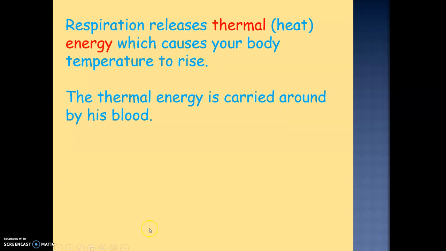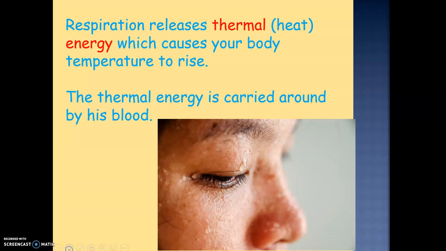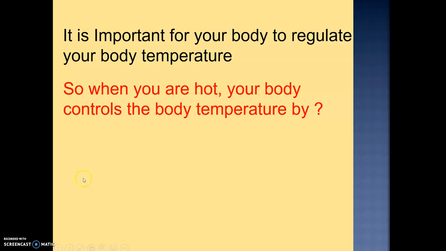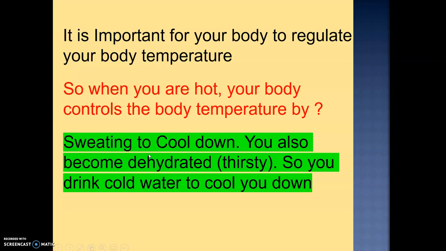Now, another thing you should know is that thermal energy is carried around your body by your blood. That is why you sweat and you feel really hot. Brilliant. Sweating is a way by which your body regulates your body temperature. The reason why you sweat is because your body tries to drop the body temperature down to its optimum, which is 37. Also, you become really dehydrated and thirsty, so you would want to drink a really cold drink or cold water.